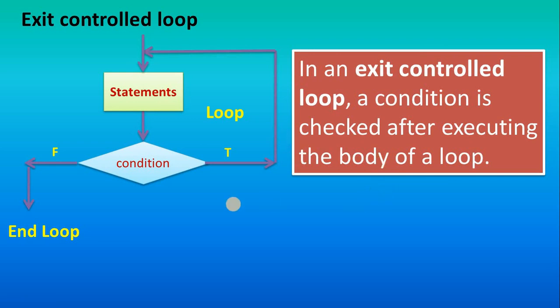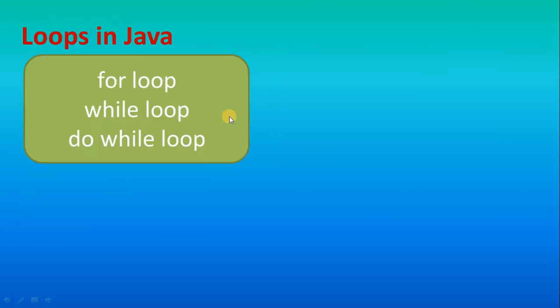When some statements are continuously executing, that repetition, or you can say iteration, is known as a loop. In looping there are 3 types: for loop, while loop, and do while loop. These 3 important loops are there. One by one we will discuss all these 3 loops: for, while and do.